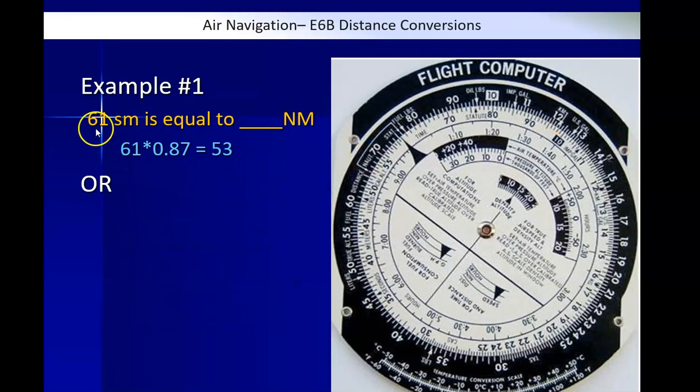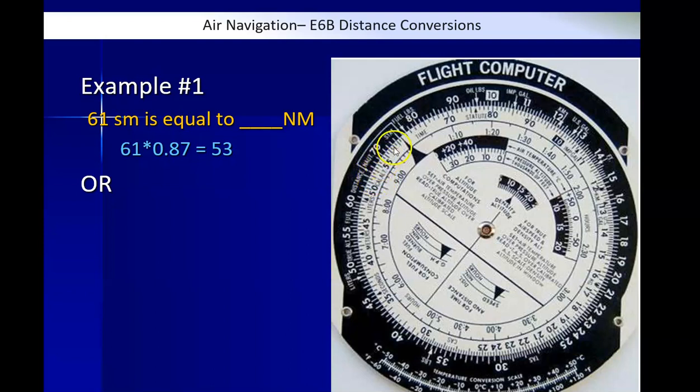So let's do an example. 61 statute miles is equal to how many nautical miles? So what I would do, if I did it manually, the conversion factor is 0.87. 61 times 0.87, if I remember that, is 53. Well, I don't remember that. So what I'm going to do is I'm going to put 61 right there on the statute mile conversion. And then I'm going to go down here and read down on the B scale 53, and that's going to give me the nautical miles.